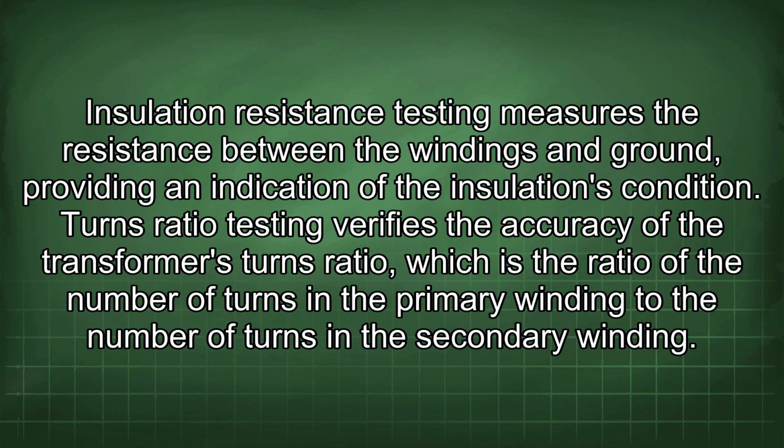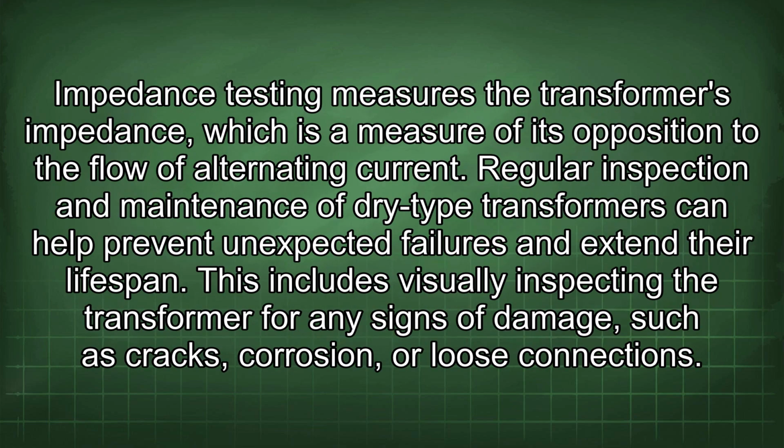Insulation resistance testing measures the resistance between the windings and ground, providing an indication of the insulation's condition. Turns ratio testing verifies the accuracy of the transformer's turns ratio, which is the ratio of the number of turns in the primary winding to the number of turns in the secondary winding. Impedance testing measures the transformer's impedance, which is a measure of its opposition to the flow of alternating current. Regular inspection and maintenance of dry-type transformers can help prevent unexpected failures and extend their lifespan.